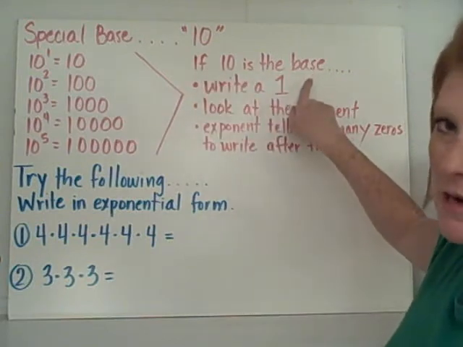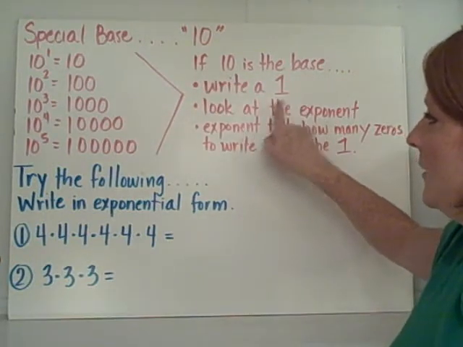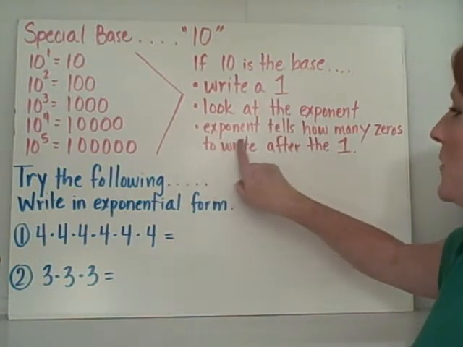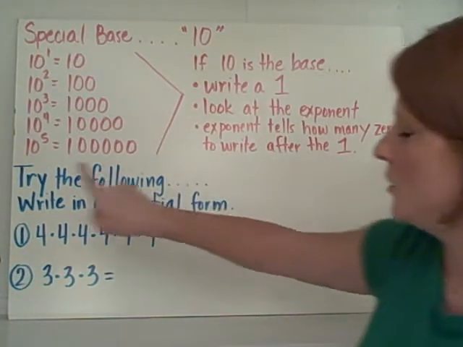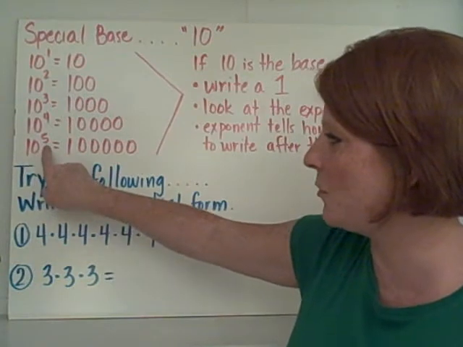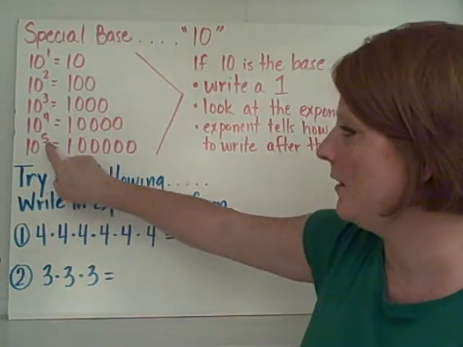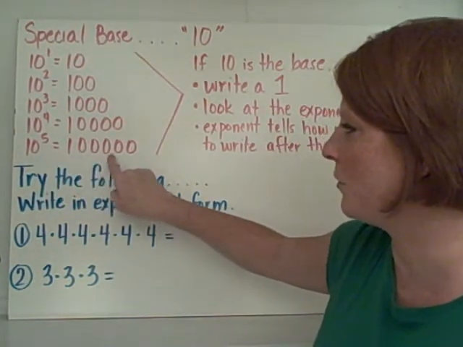If 10 is the base, then you write down a 1, you look at the exponent, and you use the exponent to tell you how many zeros to write after the 1. So for example here where I had 10 to the 5th power, I wrote down a 1, there's a 5, I have 1, 2, 3, 4, 5 zeros.